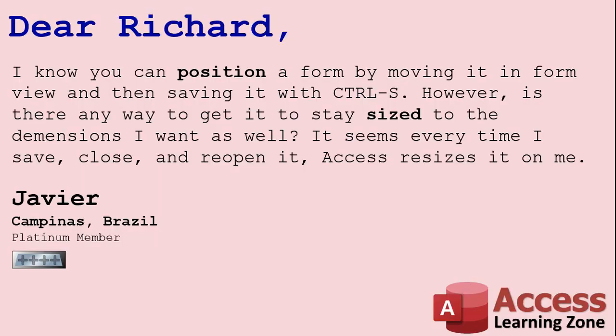Today's question comes from Javier from Campinas, Brazil, one of my platinum members. Javier asks, I know you can position a form by moving it in form view and then saving it with Control-S. However, is there any way to get it to stay sized to the same dimensions I want as well? It seems every time I save, close, and reopen it, Access resizes it on me.